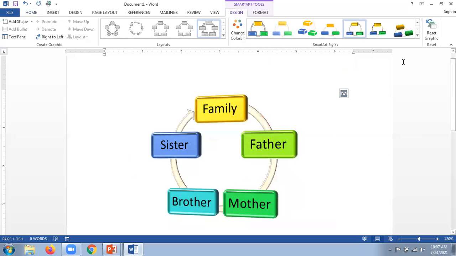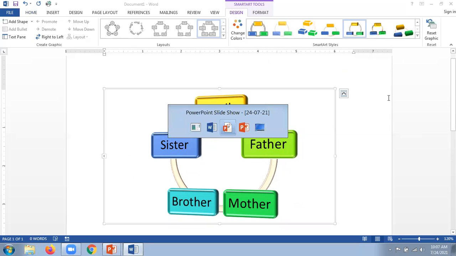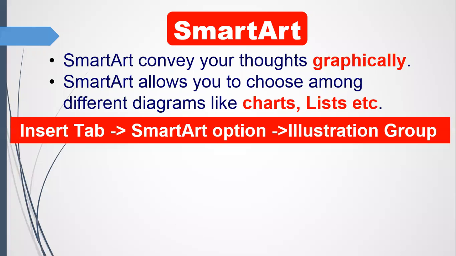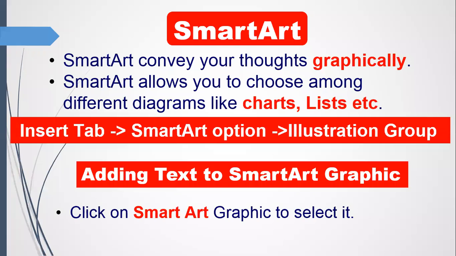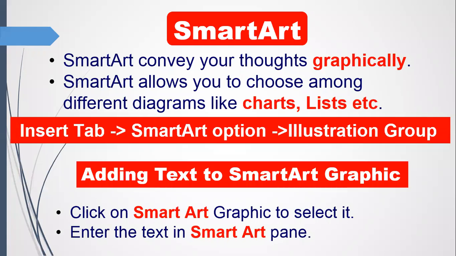So I'm just going to select this one. It looks good. So this is the way that we can insert a SmartArt and how we can add or insert a text inside that. So here it is. They also mentioned how we can insert the text within that particular shape.